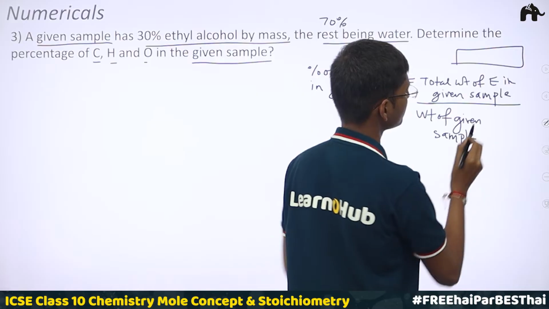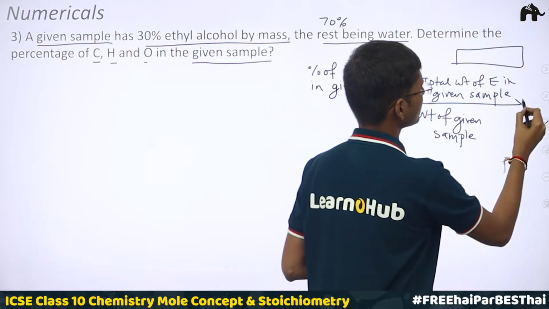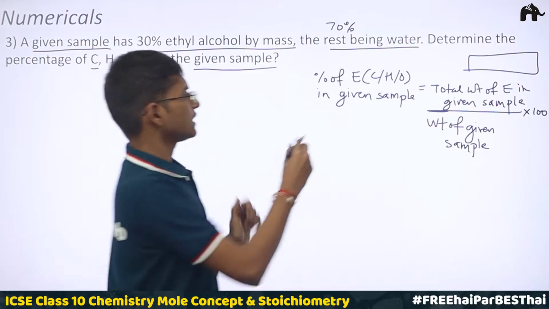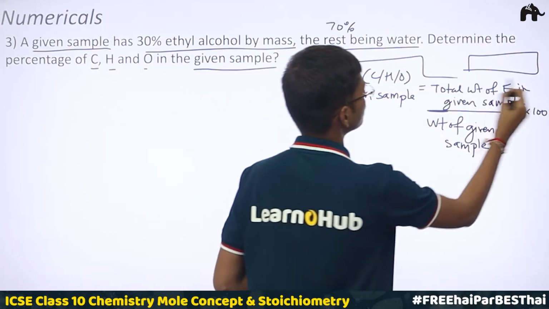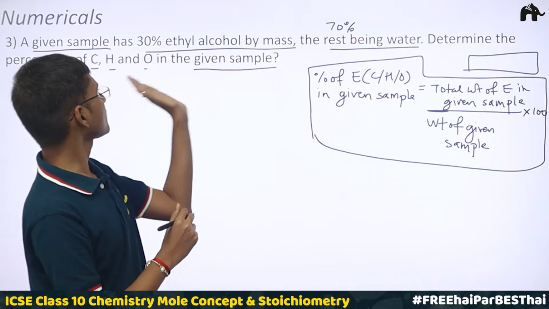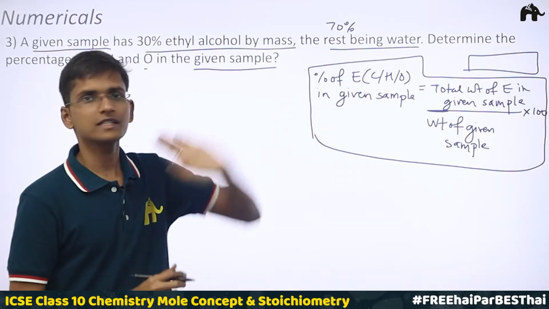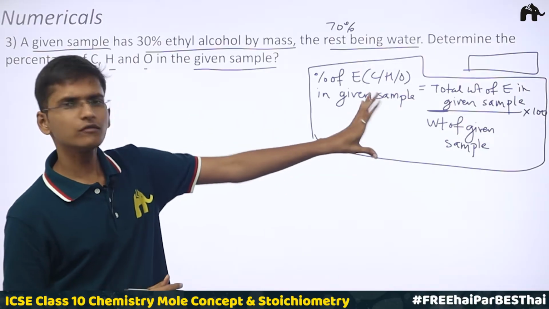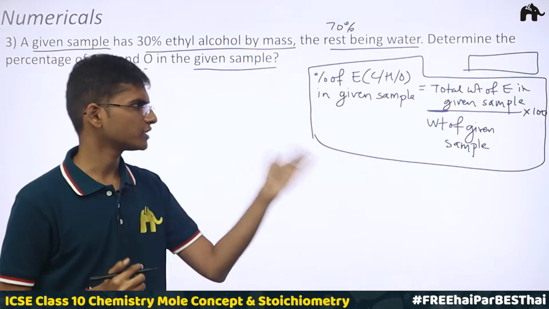Now what we are going to simply do is, then next is multiplied by 100. Okay, fine. This is our formula which we are going to use for finding out the percentage of the carbon, hydrogen and oxygen in the given sample, okay, in this question. Now let's move ahead. In this formula, what all things we need, we have to simply figure it out and then we have to use it.